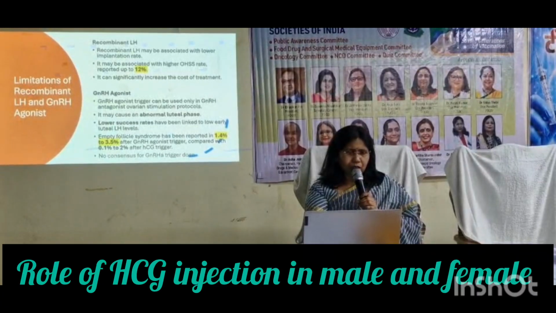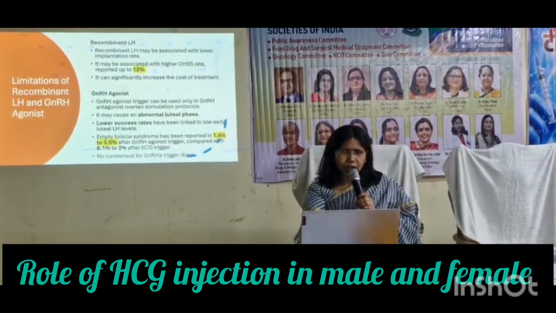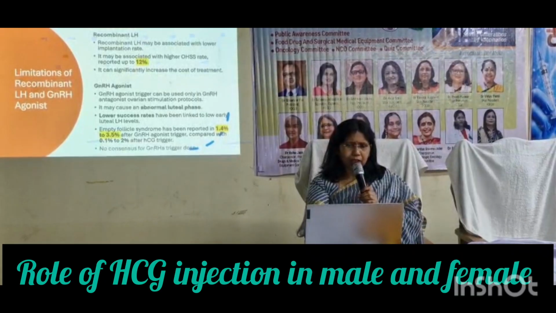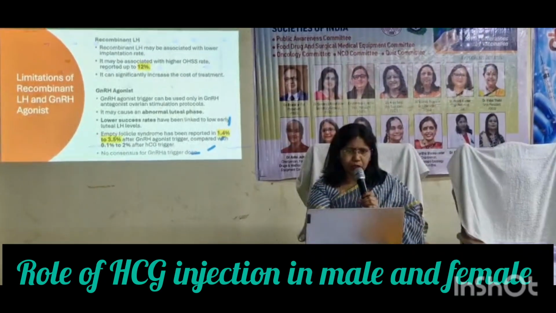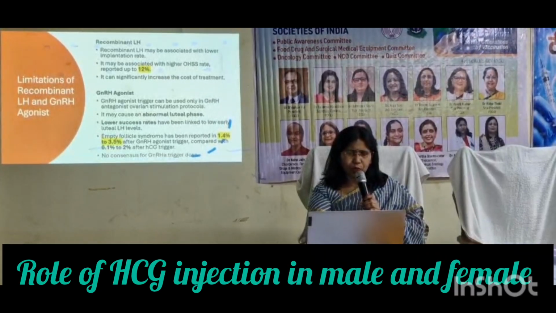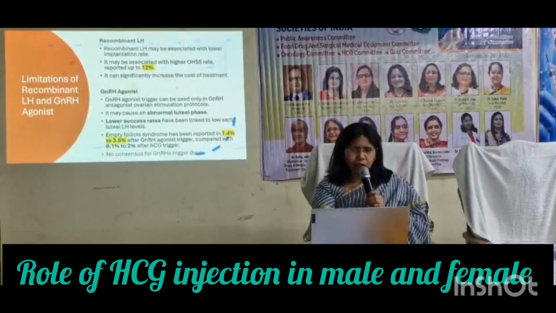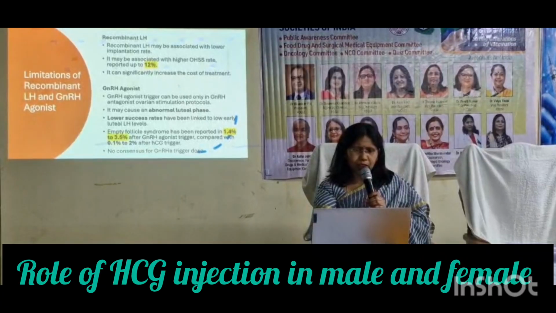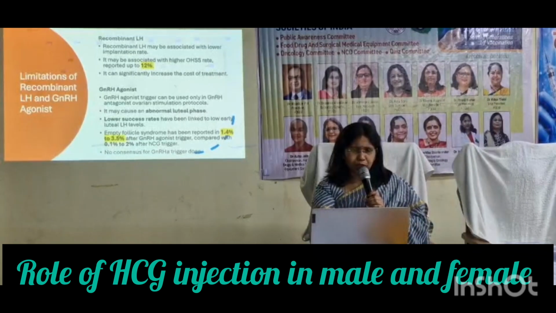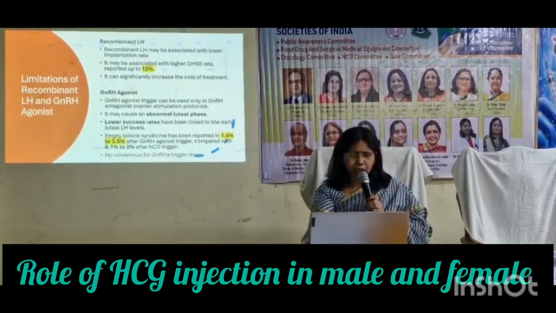How is it better than recombinant LH and GnRH agonists? Recombinant LH may be associated with a lower implantation rate. It may be associated with a higher OHSS rate, reported up to 12%. It can significantly increase the cost of treatment. And GnRH agonist trigger can be used only in a GnRH antagonist ovarian stimulation protocol. It may cause an abnormal luteal phase. Lower success rates have been linked to low early luteal LH level. Empty follicle syndrome has been reported in 0.4 to 3.5% after GnRH agonist trigger. There is no consensus for GnRH trigger dose.